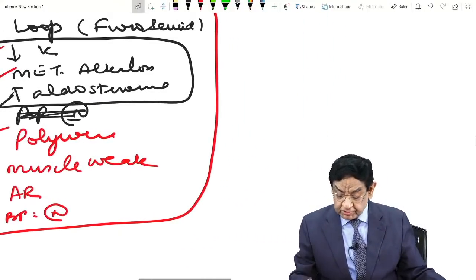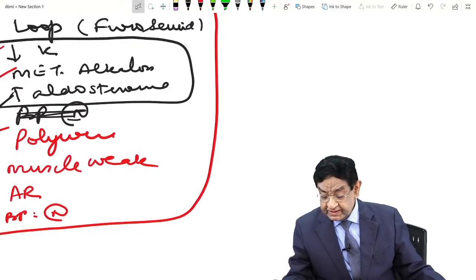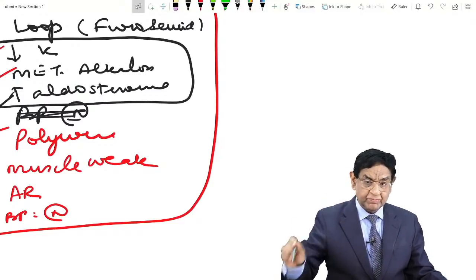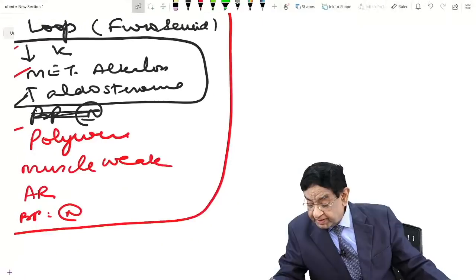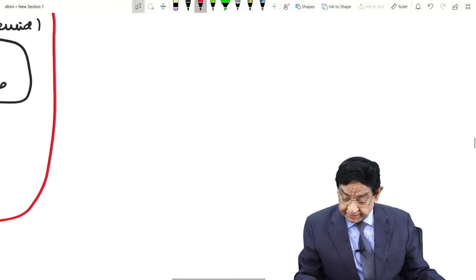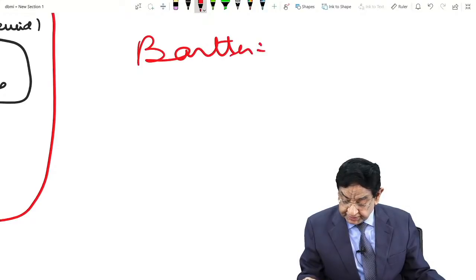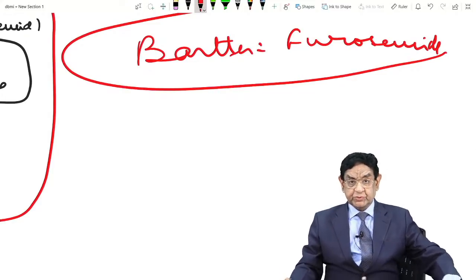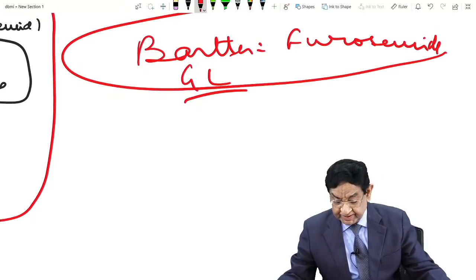So I can also write very comfortably, and as I promised that I'll revise the entire Bartter syndrome in 1 second, write down: Bartter syndrome is equal to furosemide. So the entire Bartter syndrome is squeezed into one word, a golden line to remember. All the golden lines you must remember very comfortably.